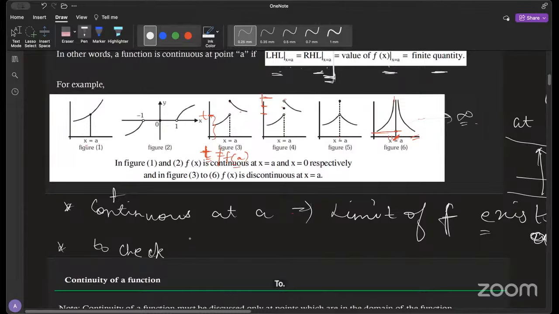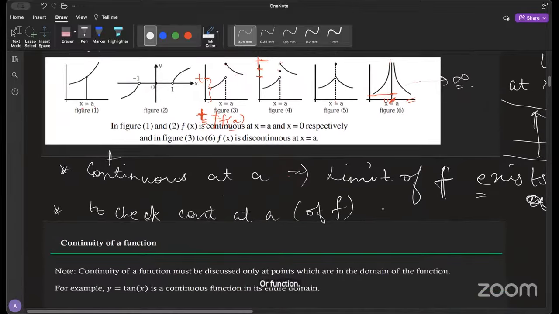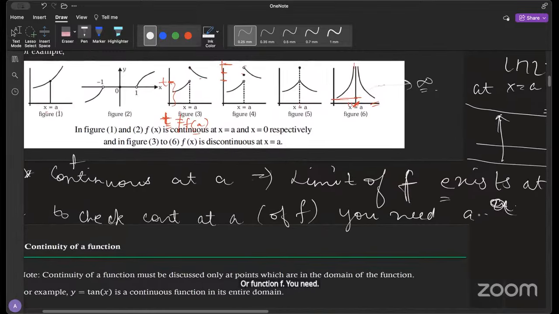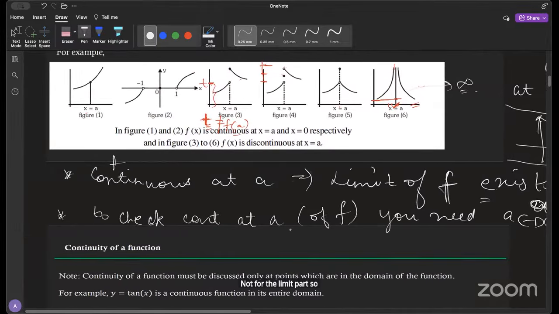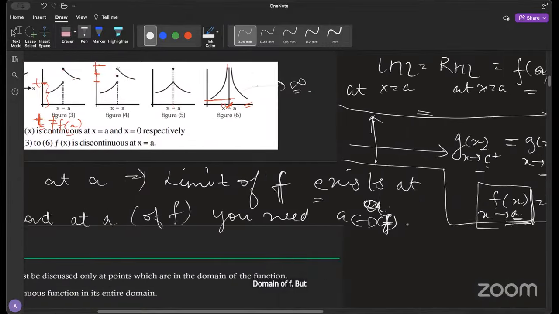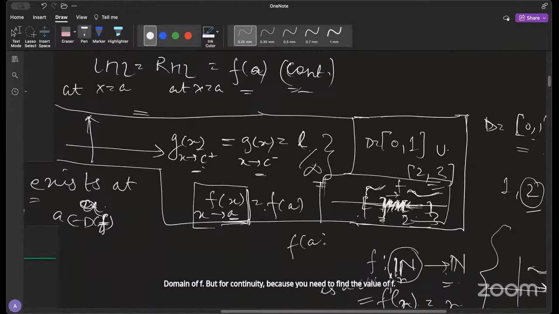To check continuity or to even talk about continuity of function f, you need a in the domain of f. And that's only true for the continuity part, not for the limit part. So if you need to find the limit at a, then a doesn't have to be in the domain of f. But for continuity, because you need to find the value of f at a, no?